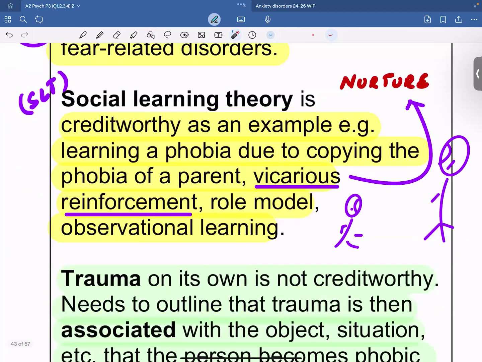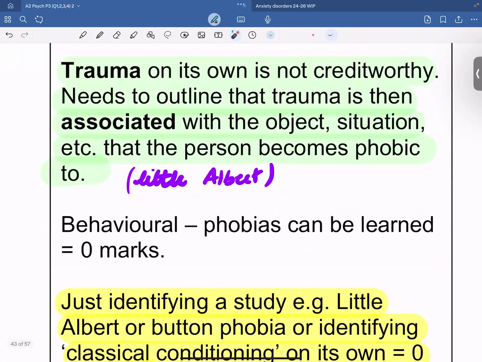Moving on, we could talk about trauma. Trauma on its own is not creditworthy; you need to outline that the trauma is then associated with the object, the situation, etc., that the person becomes phobic to. Again, the classic study by Watson, the study on this young boy, Little Albert, could be discussed over here. I'd want to put some more light on this, but let me get over this part first.